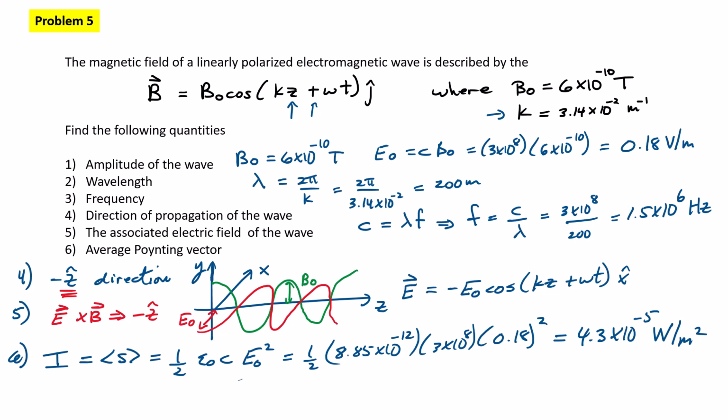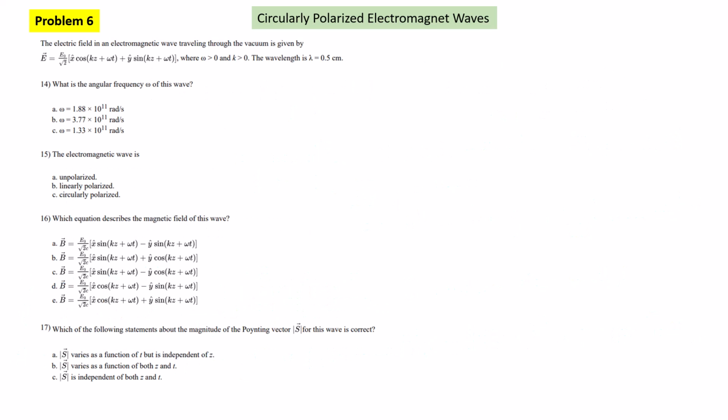Let's go to the last one now. And here's problem 6. One note, this problem deals with circularly polarized electromagnetic waves, okay? And we'll see what that means in a minute, but if your class doesn't require you to know anything about electromagnetic waves, you may want to skip this problem, or you can look at it just for some extra learning.